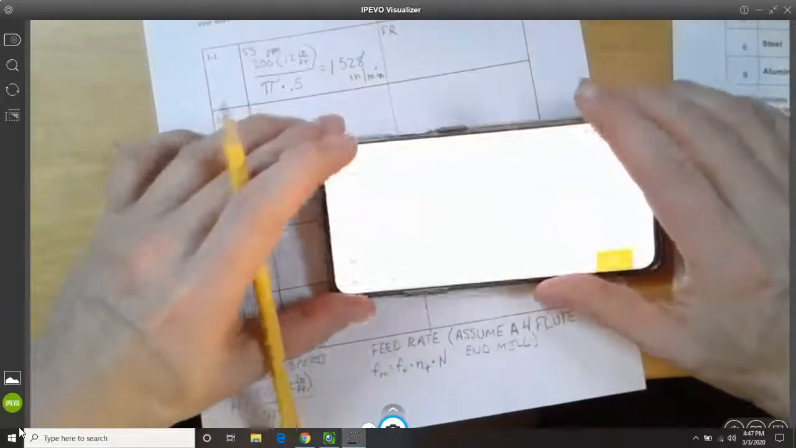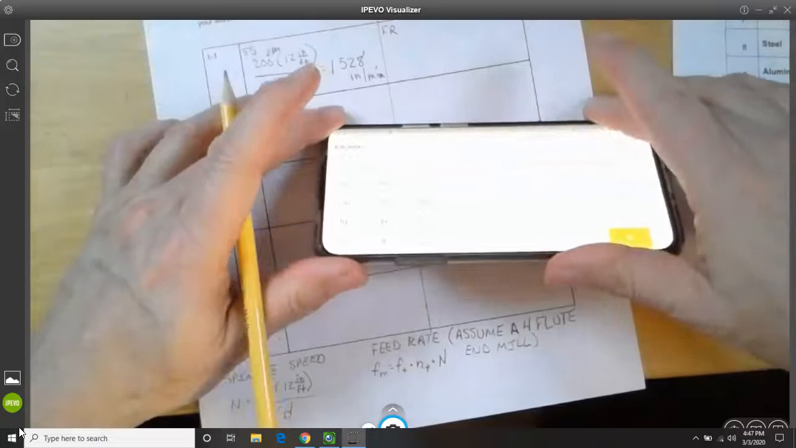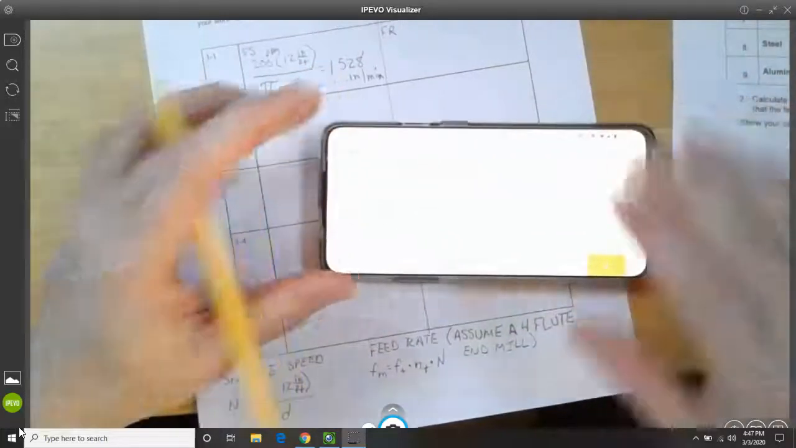Sorry about my light. It's the white calculator background.